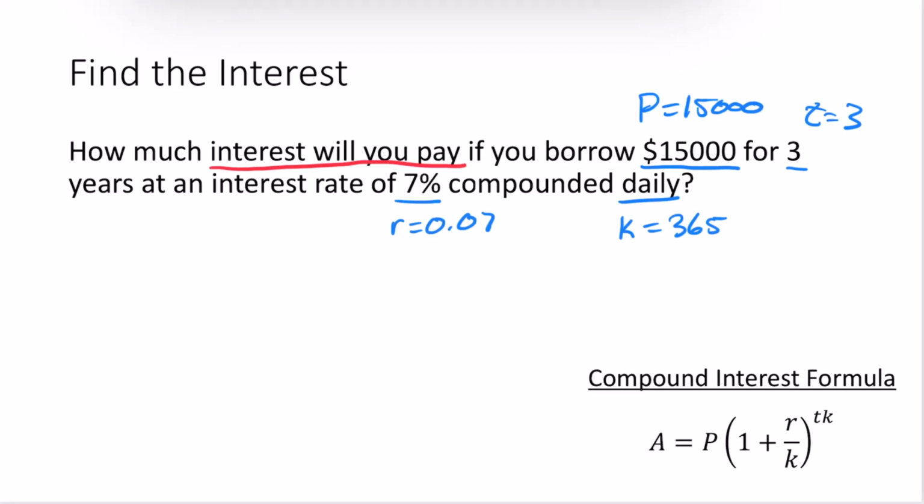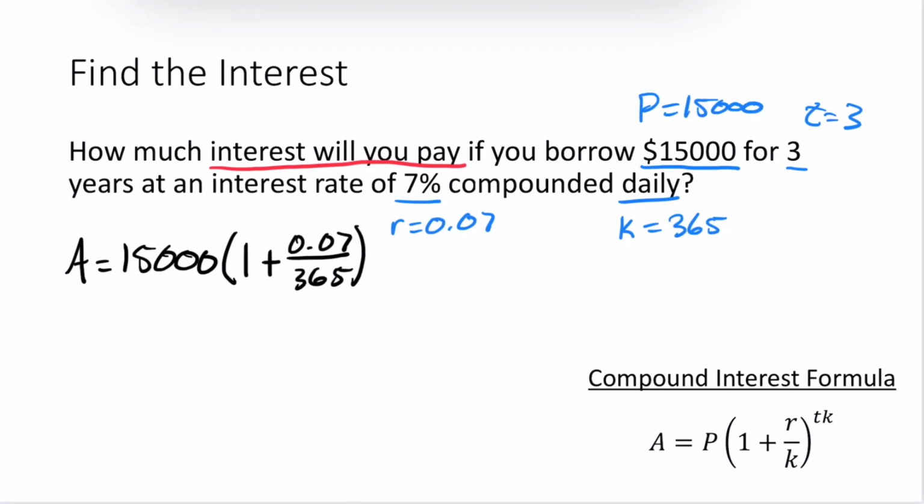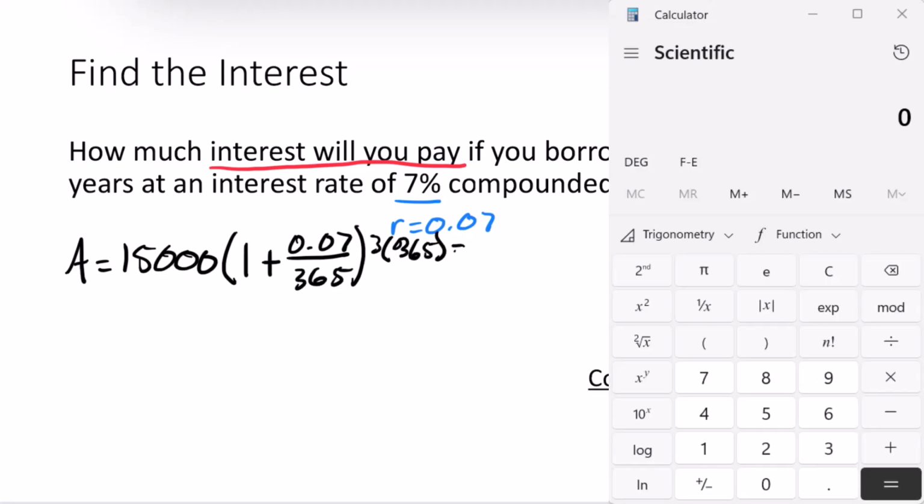So essentially, we're going to start off by finding A, and we'll say A equals 15,000 times 1 plus our 7% interest rate divided up into 365 days. And this is going to be raised to an exponent of 3 times 365. I'm going to go ahead and calculate that in advance. 365 times 3 means that there are 1,095 days. So that part I'm just going to rewrite as a single number.